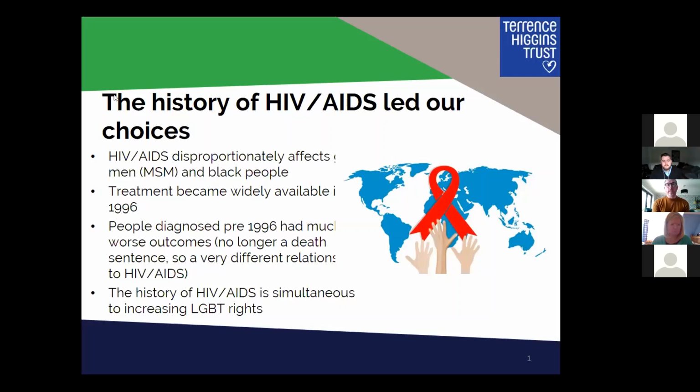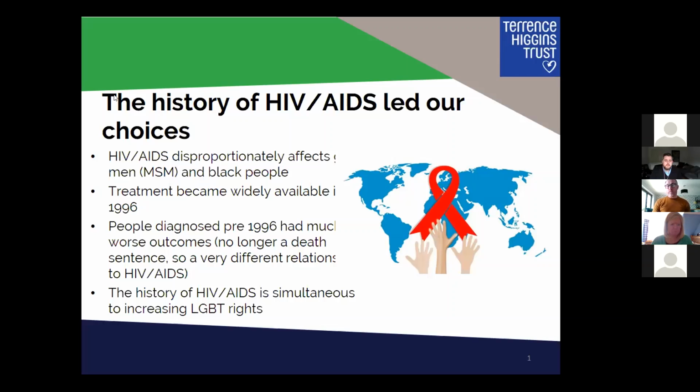African communities. And treatment for it, when it stopped effectively being a death sentence, although there are people around who were diagnosed pre-96, treatment became widely available in 1996. So the relationship people tend to have towards HIV is very different after that point, because there were much worse outcomes pre-1996 than afterwards. Basically, it's quite binary. People tended not to survive, or people did survive, and it became a lifelong condition, and treatment has got better and better.